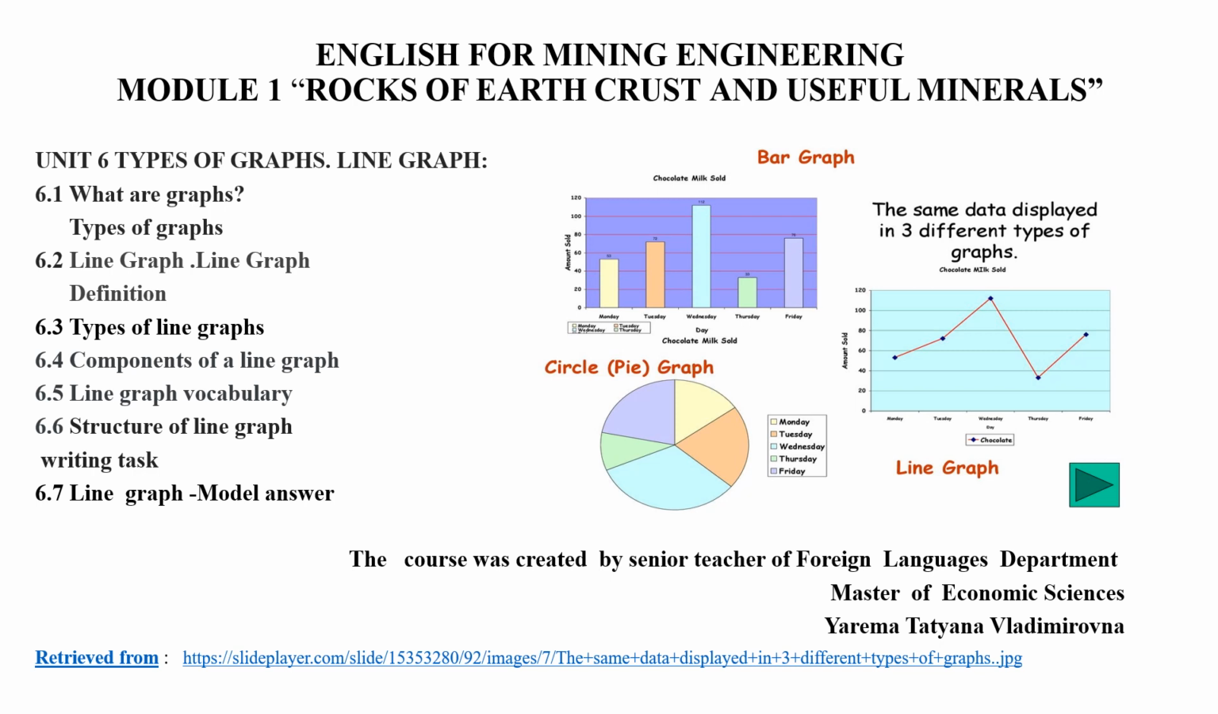Module 1, Rocks of the Earth Crust and Useful Minerals. Unit 6, Types of Graphs and Line Graph. Unit 6 contains the information: 6.1 What are graphs? Types of graphs. 6.2 Line graph definition. 6.3 Types of line graphs. 6.4 Components of a line graph. 6.5 Line graph vocabulary. 6.6 Structure of line graph writing task. 6.7 Line graph model answer.